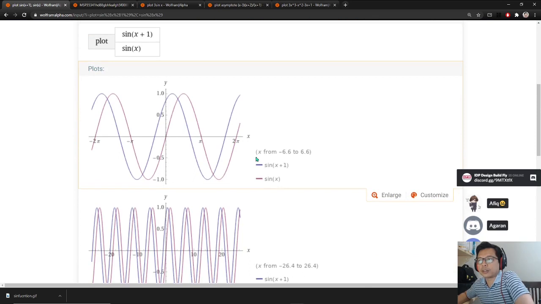For sine x, this purple red is sine x. Now if I add 1 here, I'm introducing a shift. You can imagine I'm shifting this red plot backwards by an amount of 1. So this value right here and this here is shifted by 1 in x.